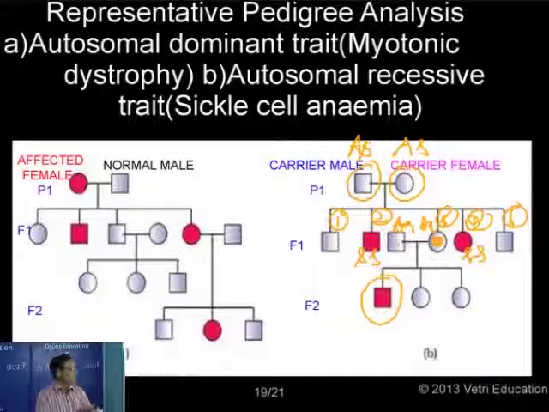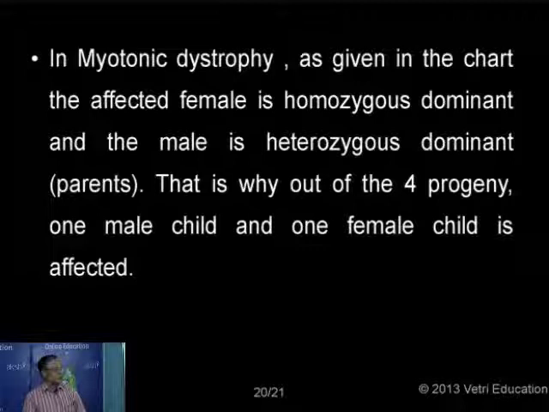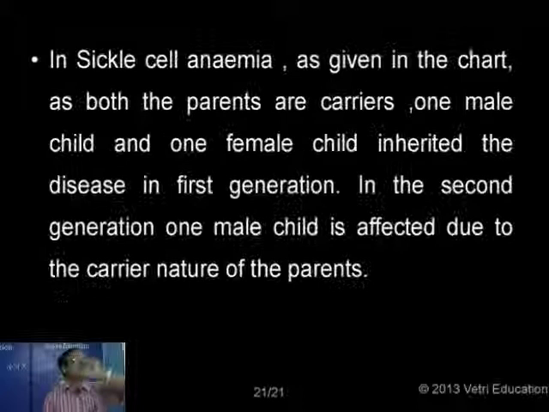But in the case of autosomal dominant, both the parents should be dominant, or one parent is homozygous dominant and the other parent is heterozygous dominant, then only the character will be expressed in the next generation. If both are carriers, then there is a possibility of obtaining the disorder in the children, either in F1 or F2, because the recessive genes are brought together. So these are all the explanations that I have given. You just go through the illustration, and the same is given for the second disorder, sickle cell anemia, also.